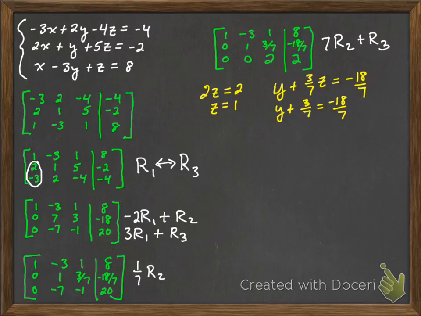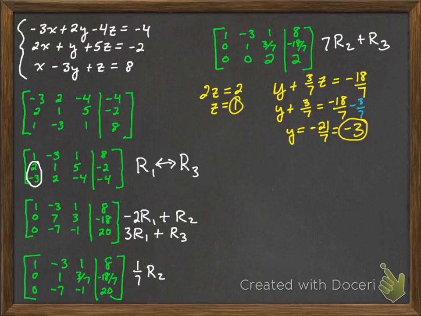All right, so we now are going to take the 3/7 to the other side by subtracting it. And that will give us -21 over 7, which is -3. So the y value is -3, the z value is 1.